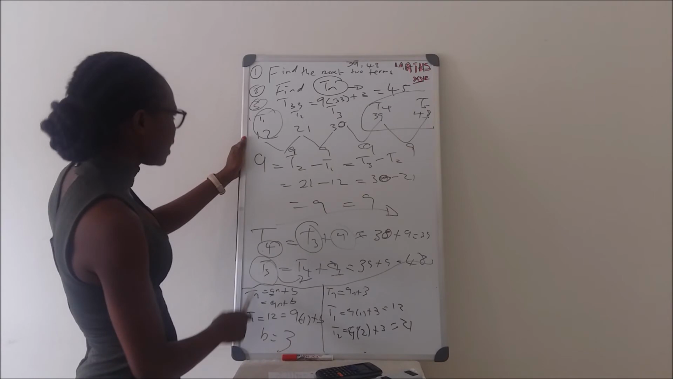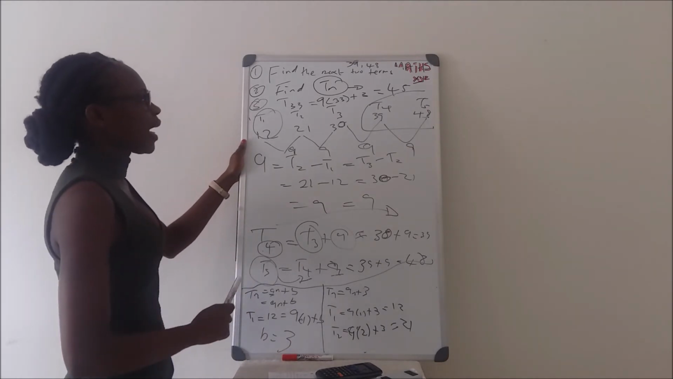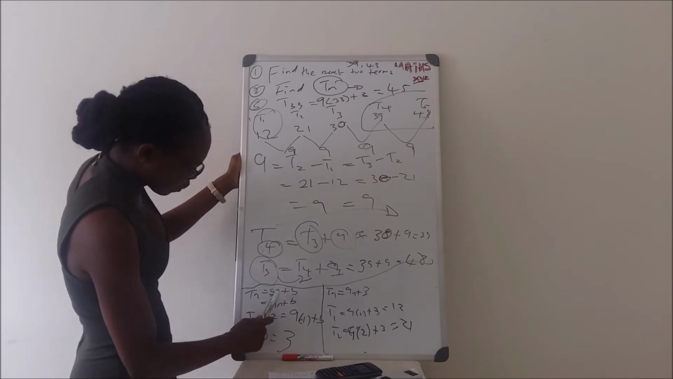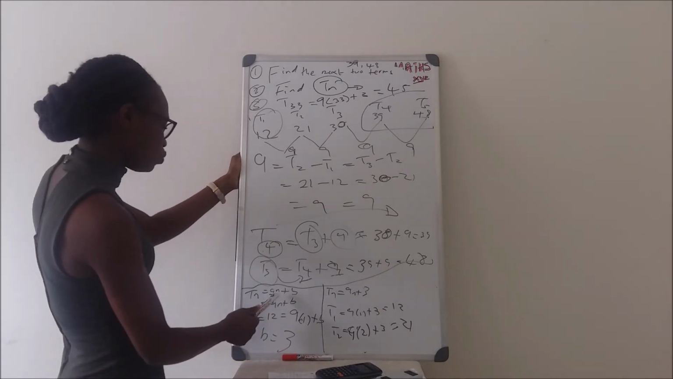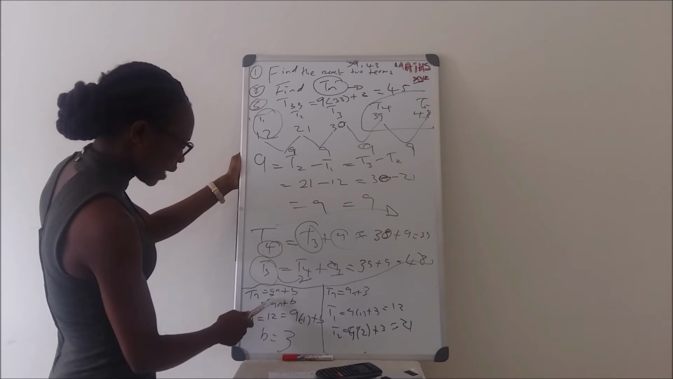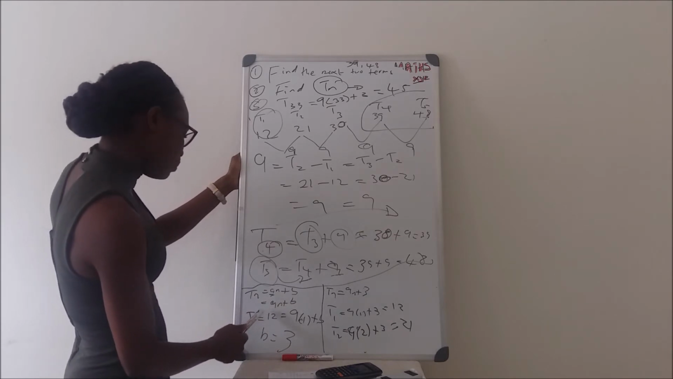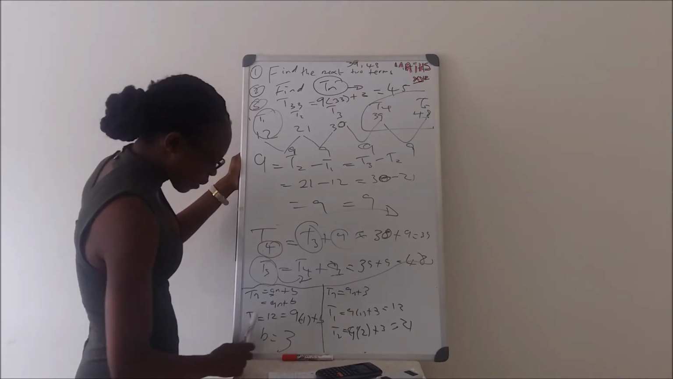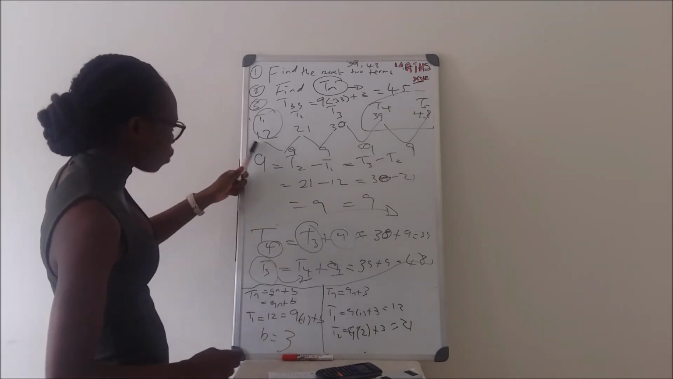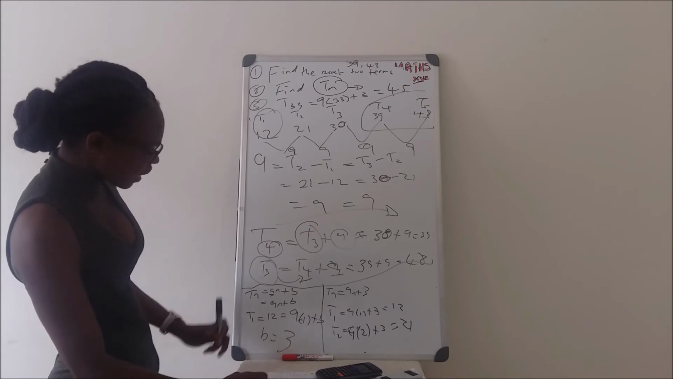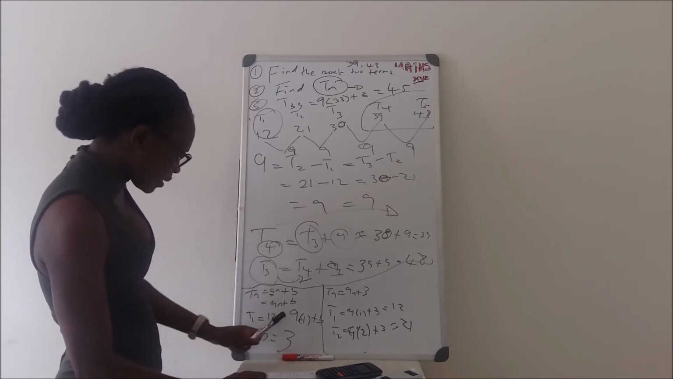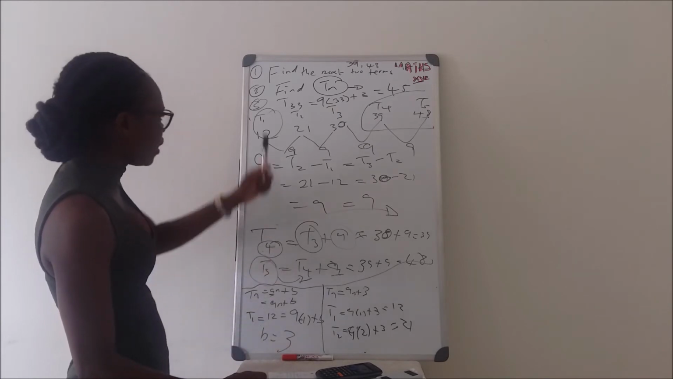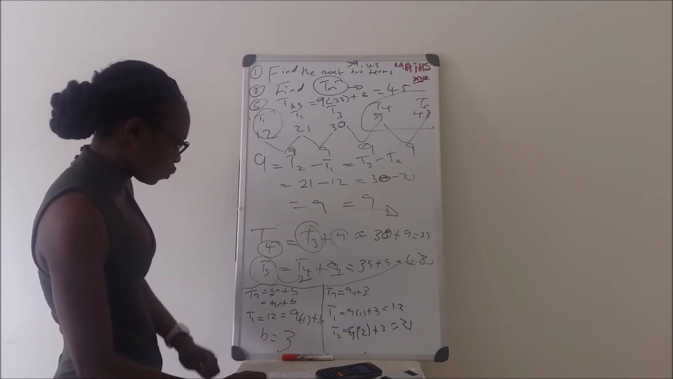The second question says find Tn, of which Tn is the expression of the pattern that we are given. Alright, we know that the standard formula is An plus B, of which A we already know is 9. That means now we have 9n plus B. To find the constant B, we use T1 equals 12, where instead of n we replace by 1, and we know T1 is the first term, 12. Now B equals 3.